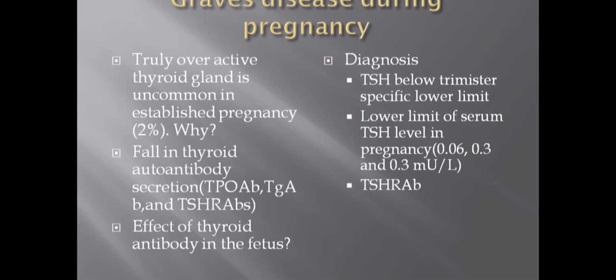When it comes to the effect of thyroid antibody on the fetus, because the maternal antibody will cross the placenta, there will be a correlation between the maternal antibody level and the development of fetal thyrotoxicosis. If there are high levels of maternal antibody, there will be a high risk of fetal thyroid stimulation and the fetus may develop thyrotoxicosis. Fetal thyrotoxicosis has an incidence of around 1%, and a high level of thyroid stimulating hormone receptor antibody, that means an antibody level greater than 3 times the upper normal limit, is usually correlated with fetal thyroid stimulation.